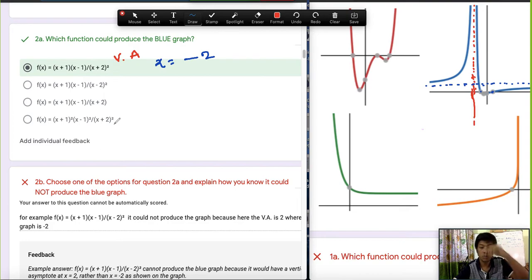You should direct your thinking process in the correct direction because of the given options, based on the given options. Now see, what can be our horizontal asymptote? Horizontal asymptote can be what?